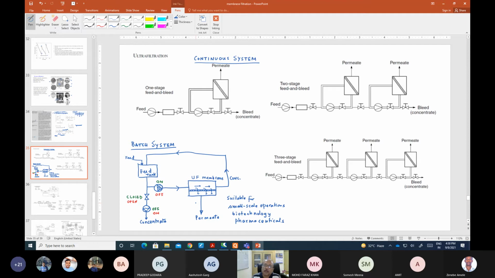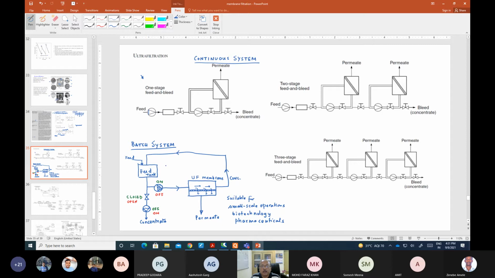Now, just have a look at this particular diagram and try to understand what I'm saying. This is a one stage feed and bleed system. Now you can see here, this is the feed pump, and then we have a pre-filter right here, or maybe a micron filter right here. And then we have another valve. And then you look into this system, here you can understand this is similar to our looping system.